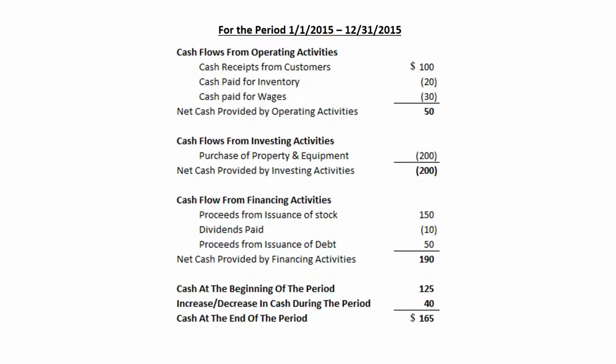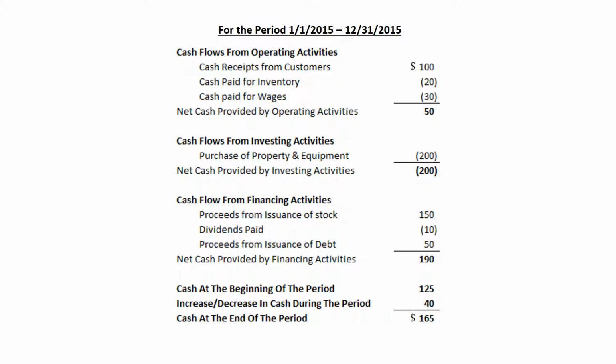Now, before we go any further, I just want to note that all the numbers shown here are generated just from cash flow activities. That's going to be cash entering the company and cash being dispersed by the company. There's no accruals here or any other accounting function other than for cash.